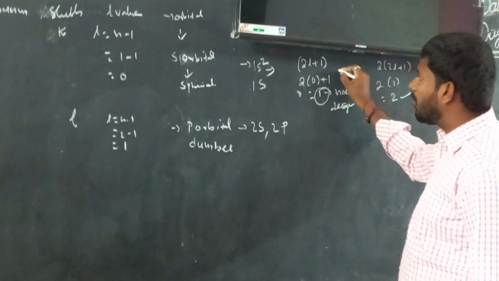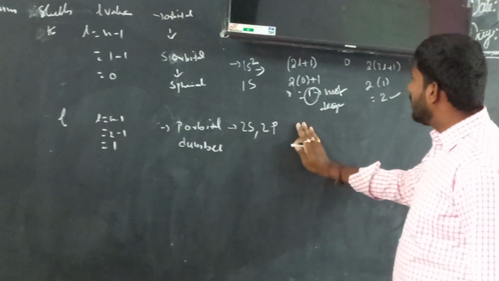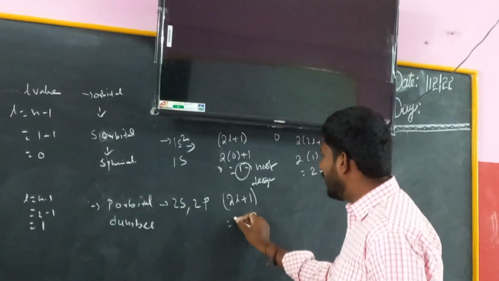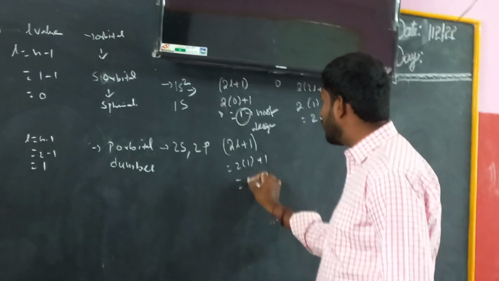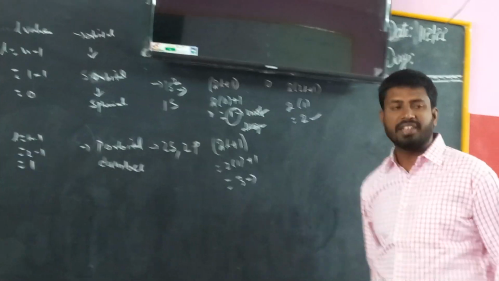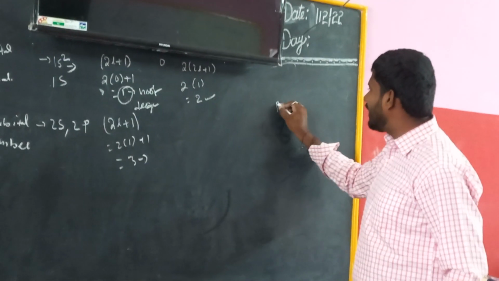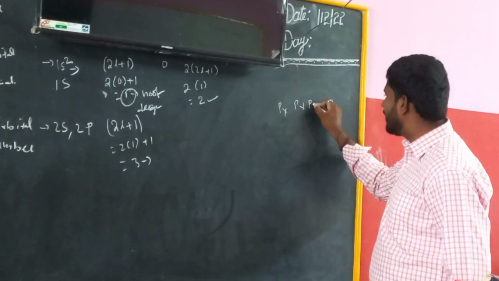And here, in the above case, the ml value is 0. And here 2l plus 1 is nothing but 2 into 1 plus 1, which is 3. So the number of degenerate orbitals that p can accommodate is 3. We regard them as px, py, pz.